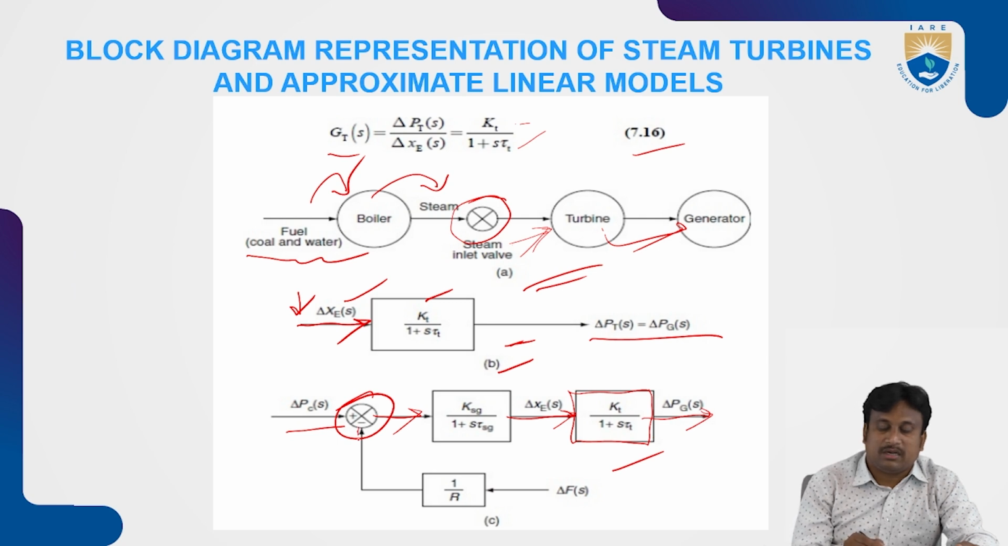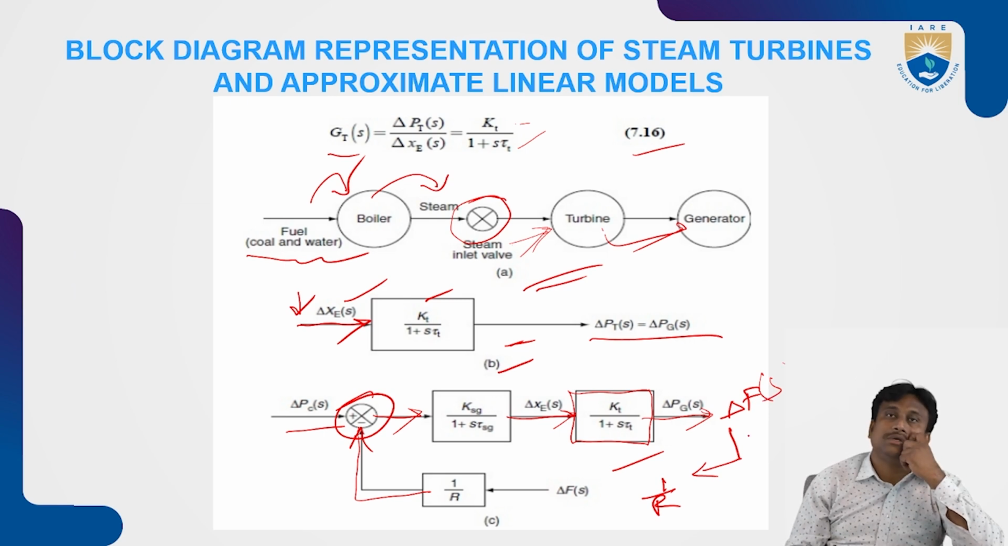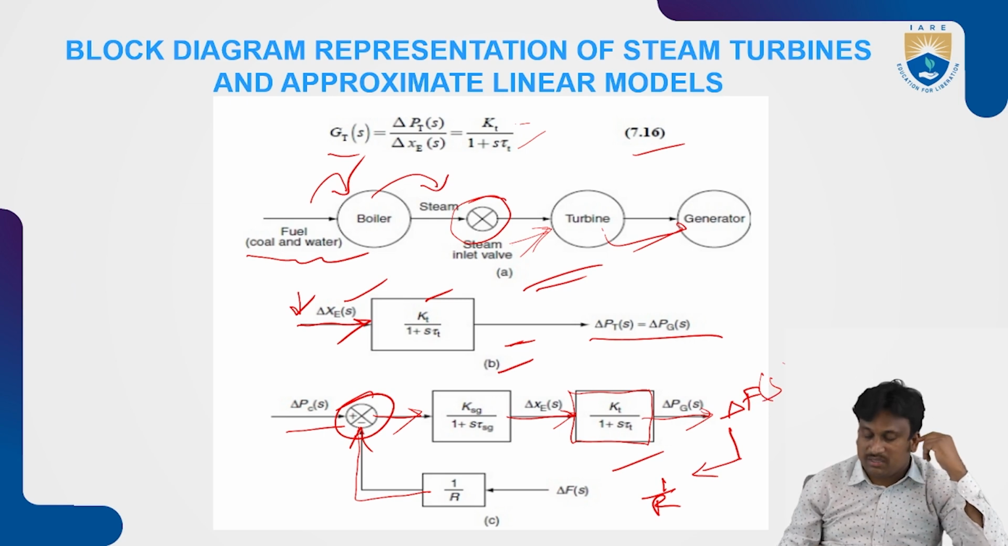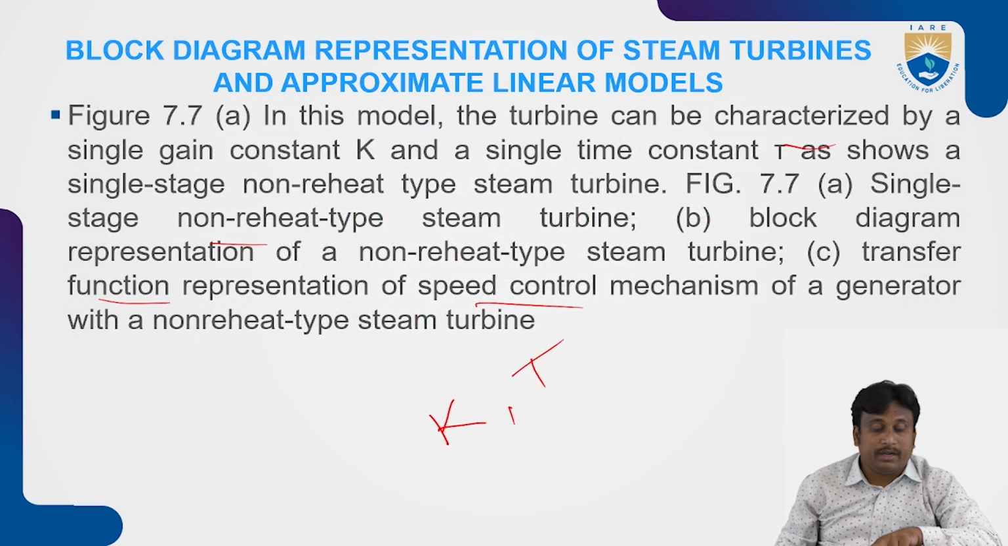The path is connected from the input section to the variable in the manner of 1 by R, and the return path is connected in the manner of delta F of S. So likewise it is going to be connected as one of the blocks. Here it is representing the transfer function for the speed control mechanism of the generator with a non-reheat type steam turbine.